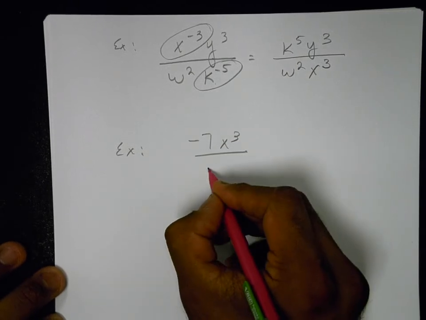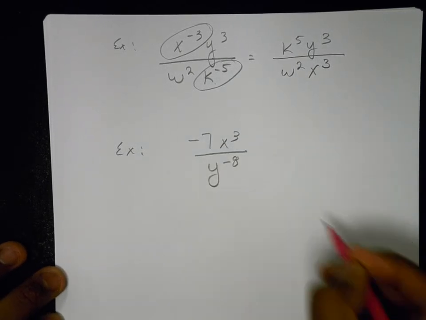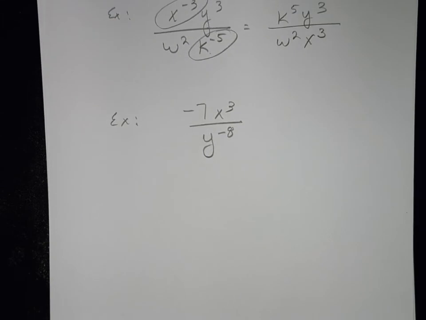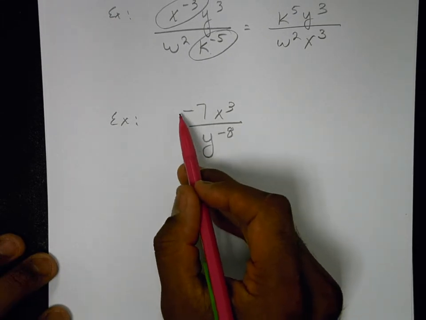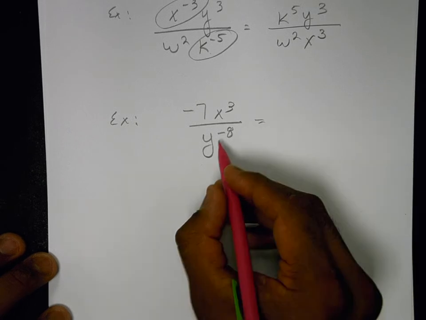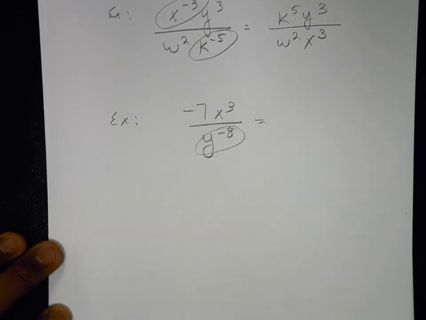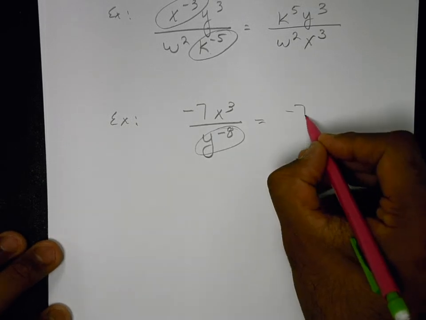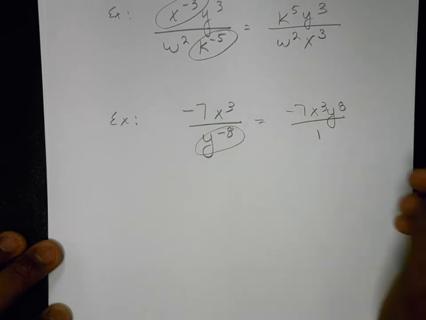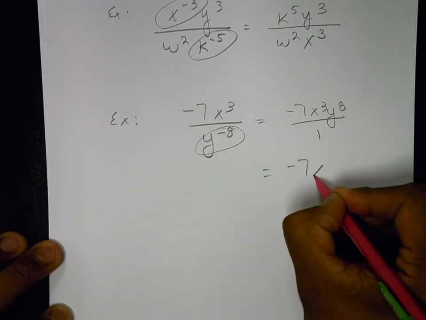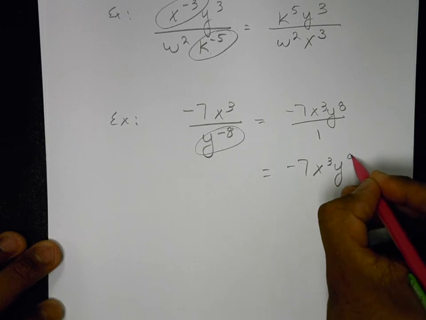One thing that starts to happen with people as they start to do this is they just start seeing negatives and start moving them. It's a negative exponent. So this is just a regular negative 7. So that just stays there. So the only thing that's really going to move is that right there. So this is going to end up being negative 7 x to the third y to the 8th, and it's over 1, or what I would just write as that.